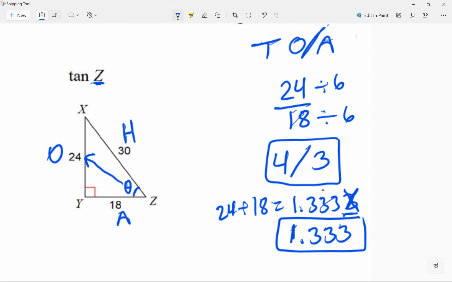Now, don't think that with tangent the biggest number is always on top. It is not. Sometimes the biggest number is at the bottom. Okay? Sometimes we get an improper fraction, sometimes we don't.